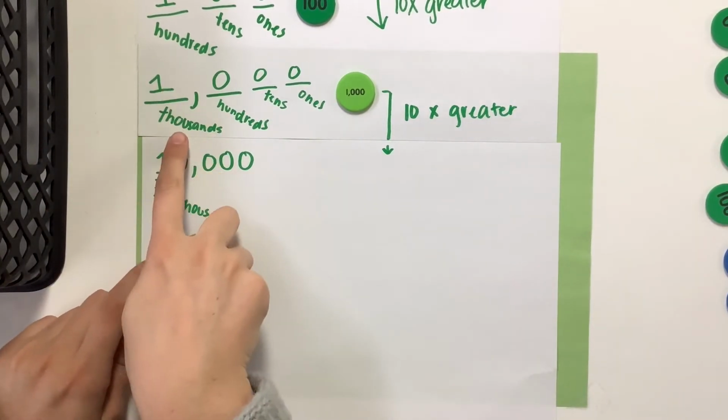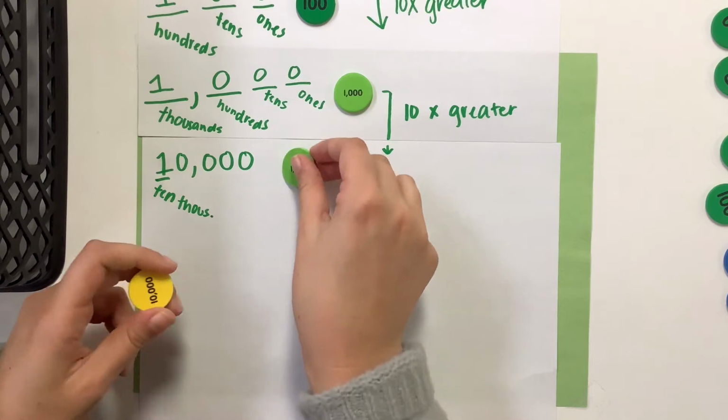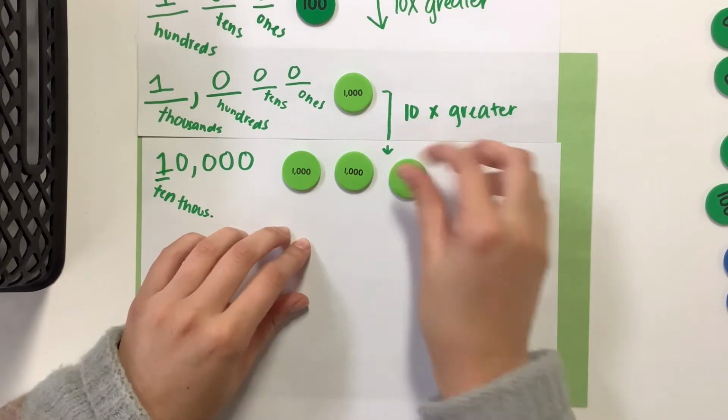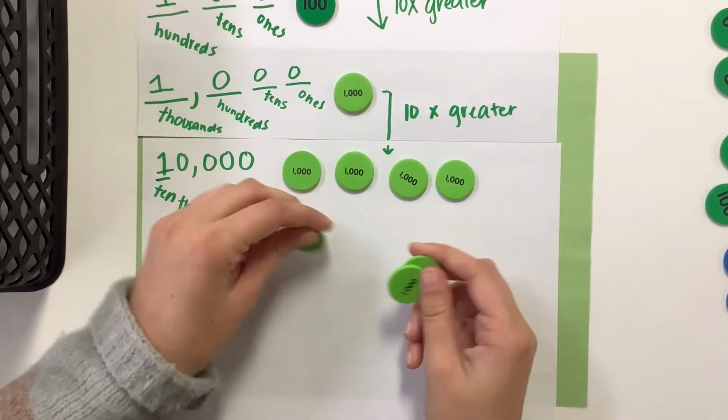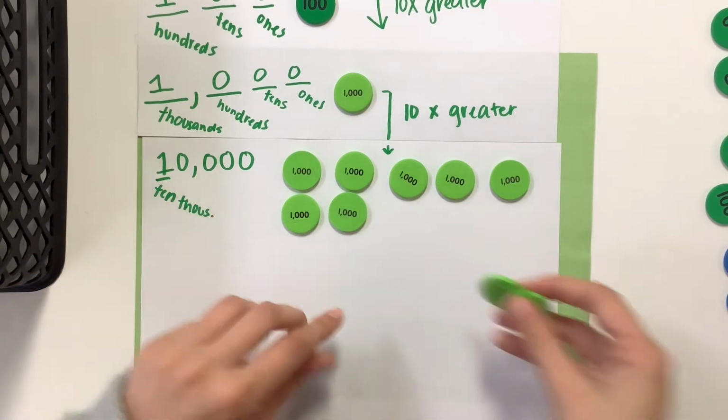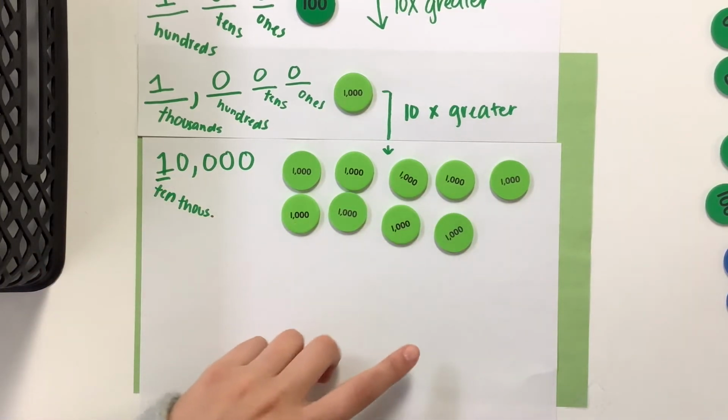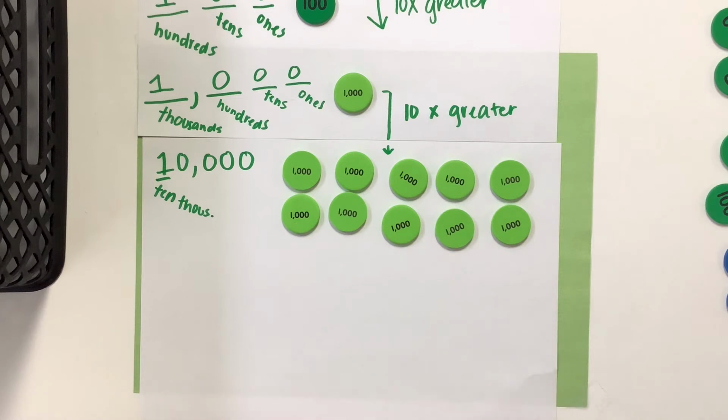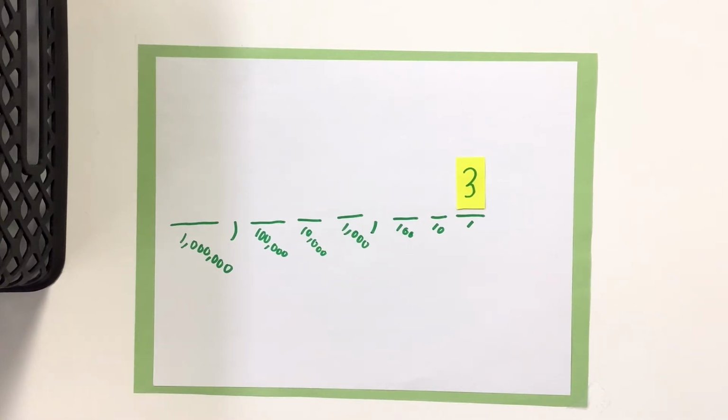I moved 1 from the thousands place to the 10,000s place, so 10 of these should equal 10,000. 1,000, 2,000, 3,000, 4,000, 5,000, 6,000, 7,000, 8,000, 9,000, 10,000. Wow, would you look at that? Our prediction was correct. So look at this place value chart with me.